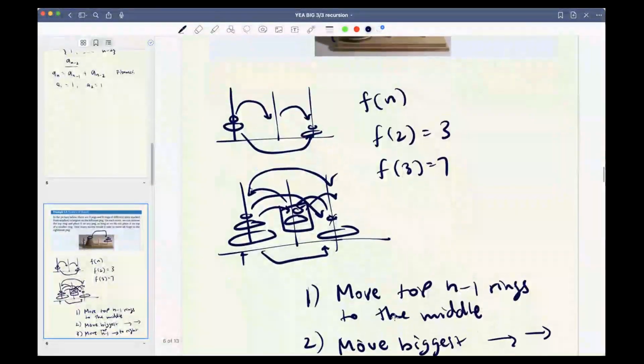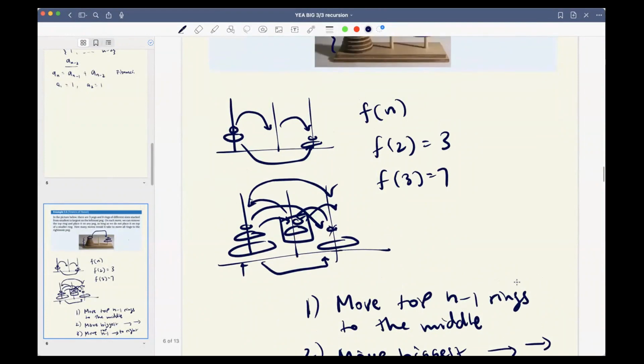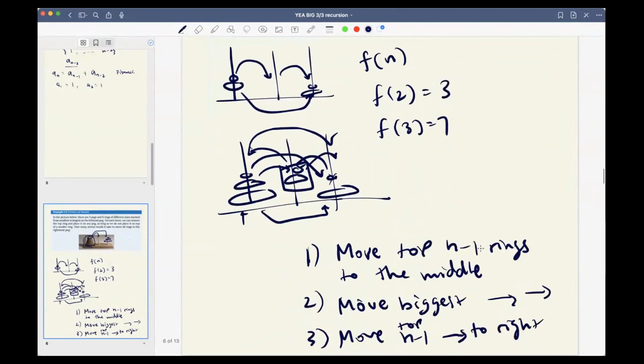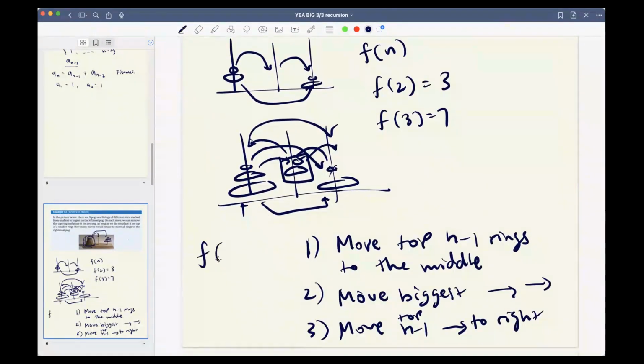So yeah, if you notice for the first step, what's the number of moves that it takes to get these n-1 rings to the middle? Well, that's just going to be f of n-1, right? Because you can just ignore the fact that the bottom ring exists. Just pretend that it doesn't exist. Then all you're doing is moving n-1 rings from here to here in order, right? So this is just going to be f of n-1. So yeah, that's the important part here.